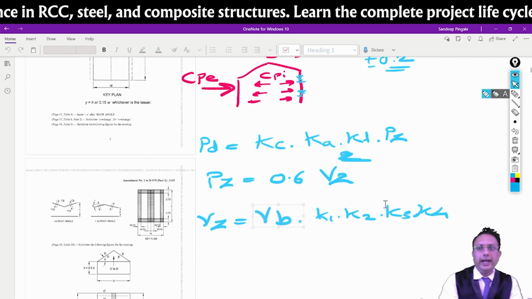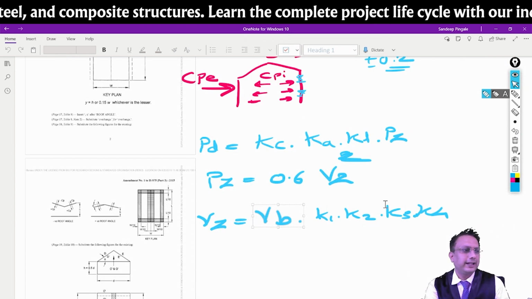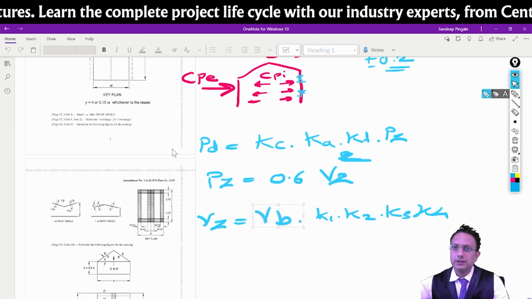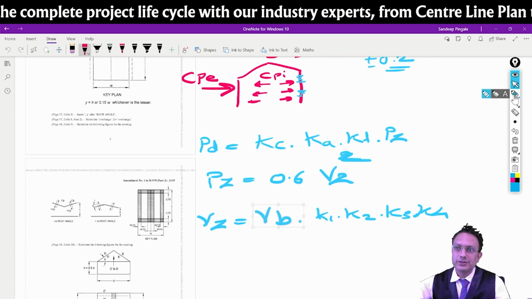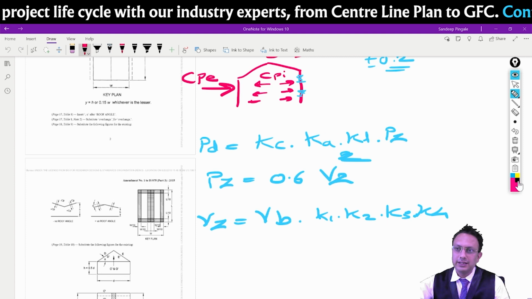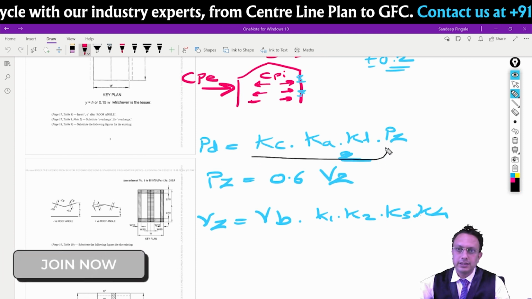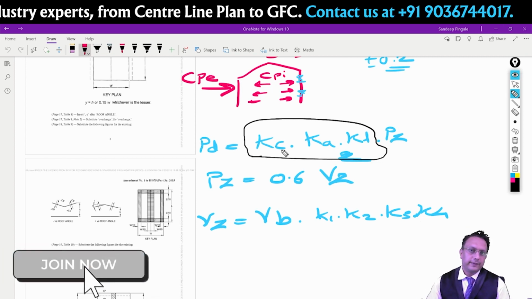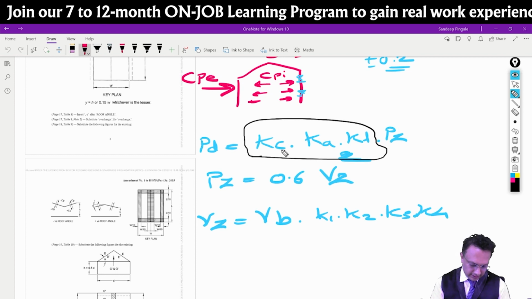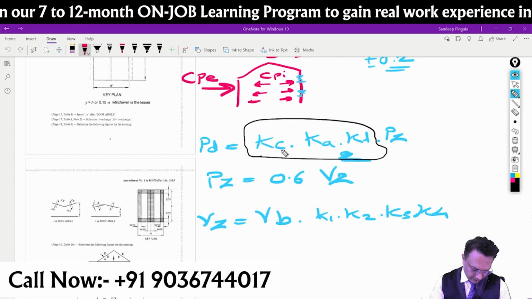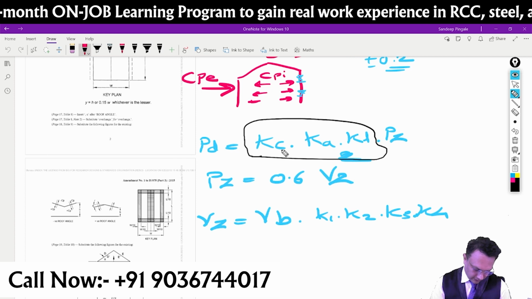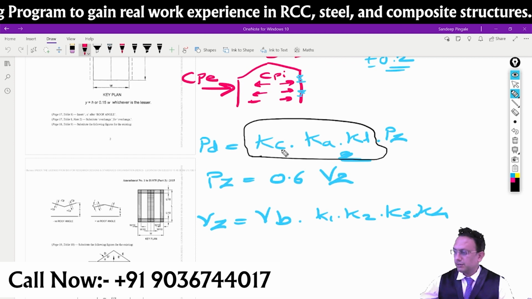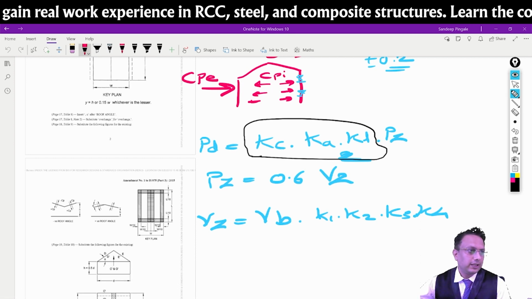Now, coming to the other important things: Kc into Ka into Kd. I think we have not seen that yesterday. Correct? So shall we see that now? Has anybody studied this? What is Kc, Ka? Anybody? Yes. What is Kc? Okay. So it is one of the coefficients. Now how to see, where to see?